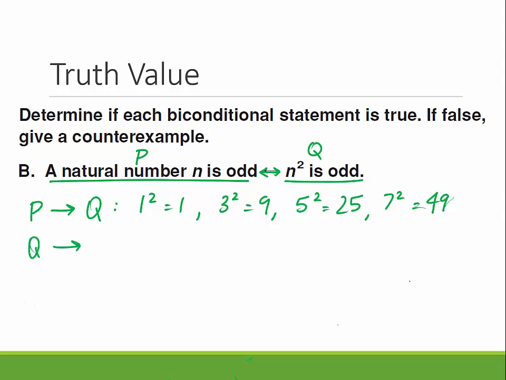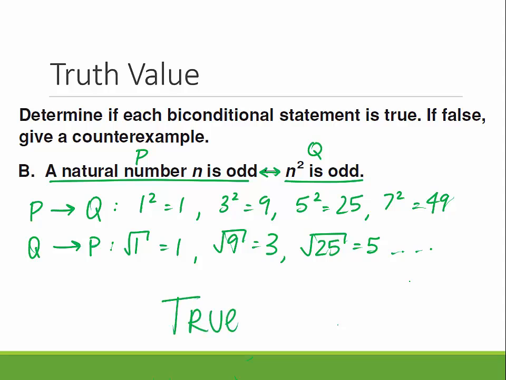If Q, then P. So n squared has to be a natural number. We're kind of just going backwards from what we just did. The square root of 1 is 1. That's odd. Square root of 9 is 3. That's odd. Square root of 25 is 5. That's odd. And again, we could keep on going. So there's no counterexample that can prove this false. So this is true.